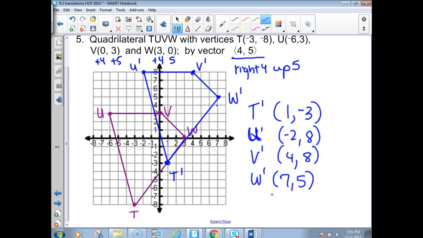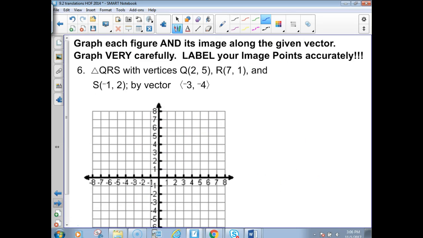Is everything answered now on yours? Okay. Graph each figure and its image along the given vector. Graph very carefully. Label your image points accurately.